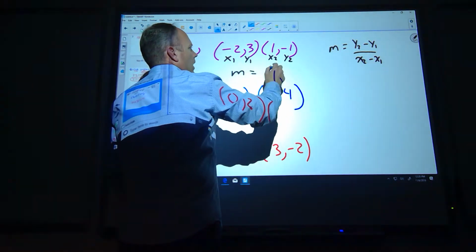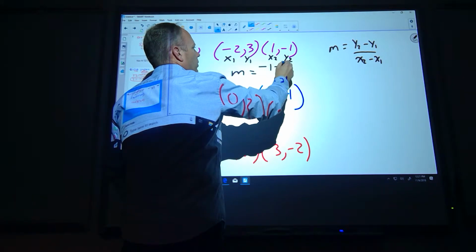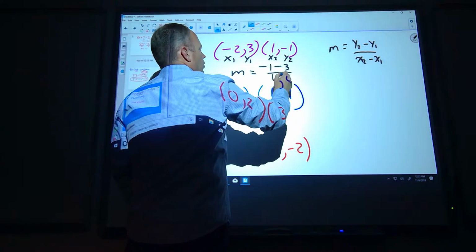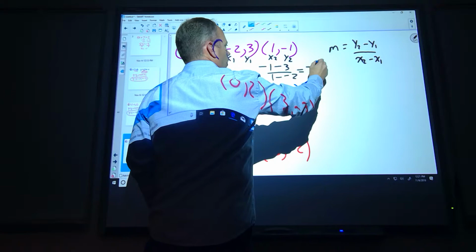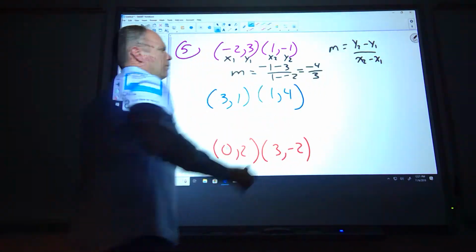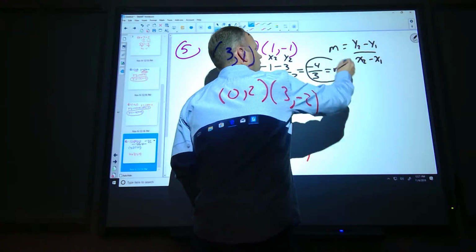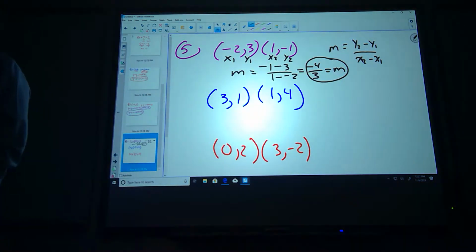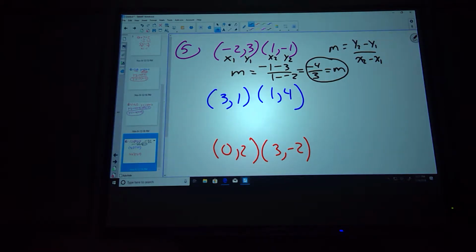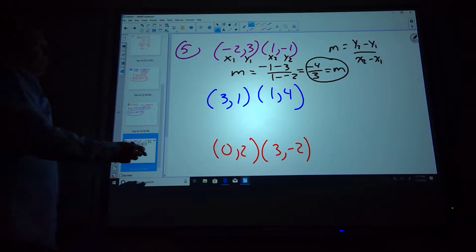Okay, so x1, y1, x2, y2. I'm going to find the slope. Ready? -1 minus 3, 1 minus minus 2. -1 minus 3 is -4 over 3. So the slope of the purple is this. If I find another one that has that exact same slope, that means they're parallel lines. If I find a slope that is positive 3 over 4, positive 3 over 4 is a reciprocal of negative 4 over 3. It's also opposite sign. Agree?